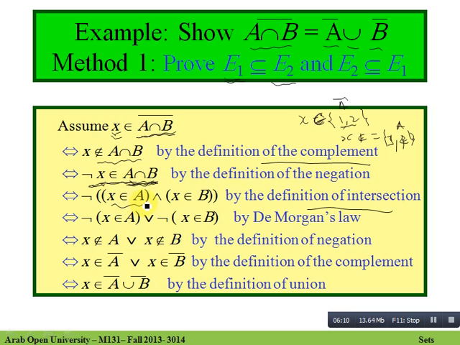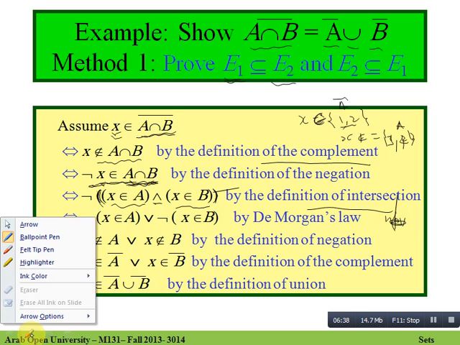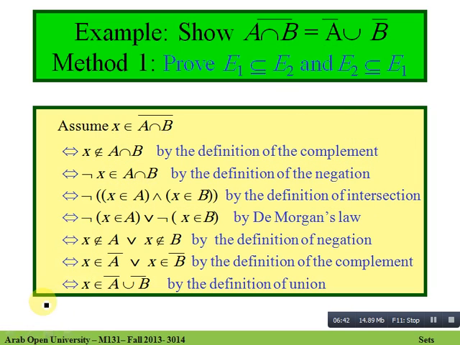So we write X belongs to A and X belongs to B, and we bring this not to the whole expression. So it is not of X belongs to A and X belongs to B. So we bring this not inside this expression. It is something like this, not of P.